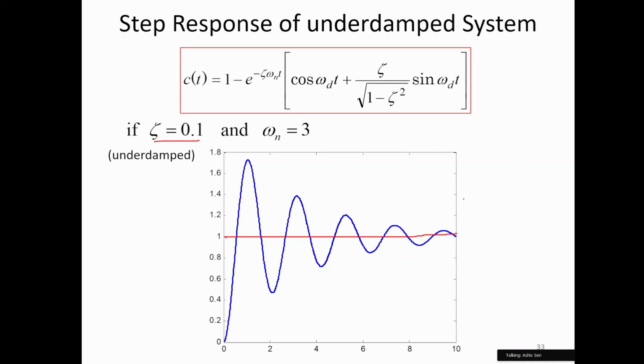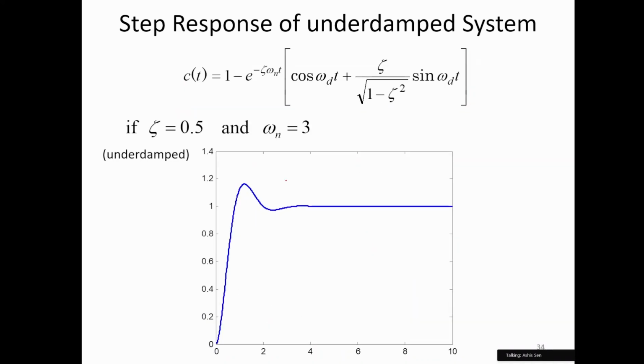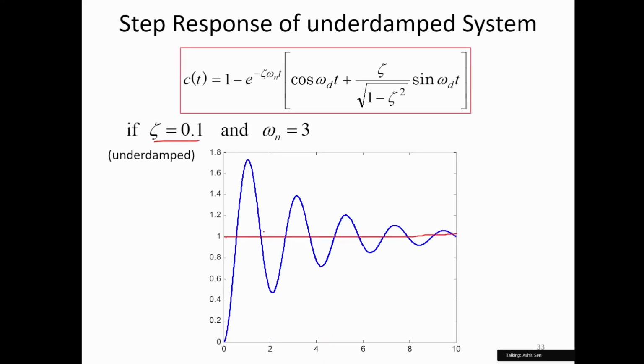Now, what if you slowly increase the damping? When you go to a damping of 0.5, you would see that it will overshoot, but very quickly it is going to reach the steady state value. That means here the settling time is very, very small for a damping of 0.5, compared to when the damping is small, about 0.1.